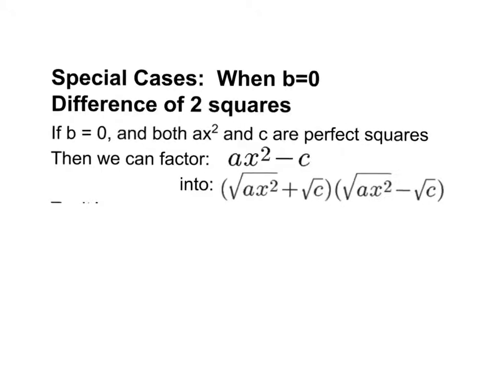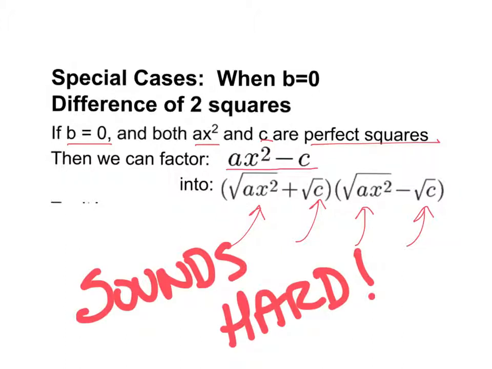It's a special case: when b equals 0, you can do a difference of two squares. That is to say, if b equals 0 and both the ax squared and the c term are perfect squares, then we can factor ax squared minus c into the square root of ax squared plus the square root of c times the square root of ax squared minus the square root of c. Sounds hard, doesn't it? But the truth is, it's really not. Let's walk through some examples and remind ourselves what all these special terms mean, and I think you'll see this is actually really easy to do whenever you have this special case.